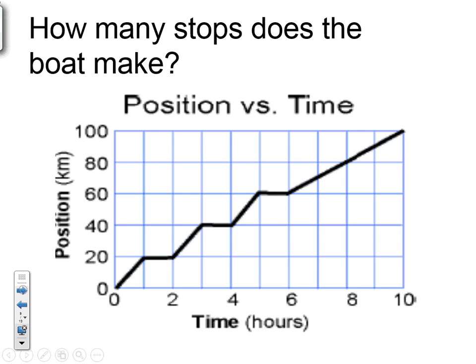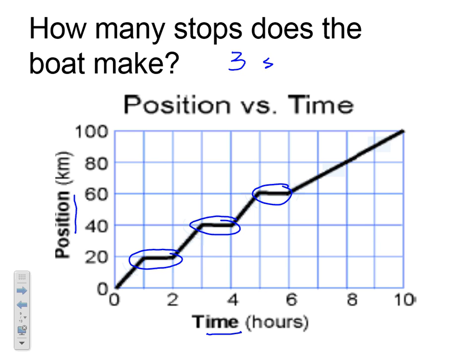So here's a graph of a boat in this situation, and we want to know how many stops it makes. Whenever it's at the same position for an extended time, or you have a horizontal line on a position-time graph, you know that it's stopped. So we have 1, 2, 3 stops, because that's where it's horizontal, and so it's remaining at 40 meters between 3 and 4 hours.